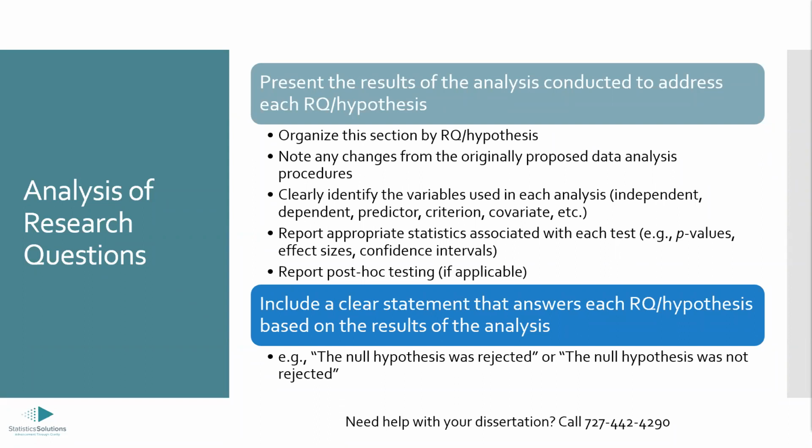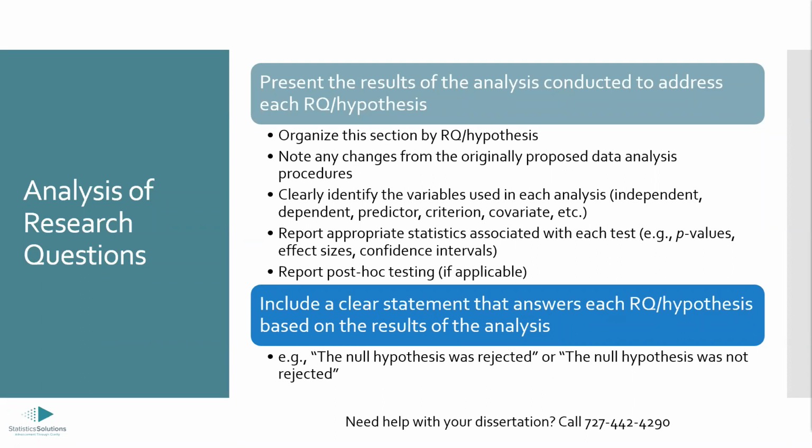And you will also be expected to include effect sizes, and maybe confidence intervals. For a t-test, you might include Cohen's d as an effect size. For a regression, you might include an R squared or standardized regression coefficients for an effect size, or confidence intervals for any of those estimates. And if you're doing an analysis that requires post hoc testing, such as an ANOVA, then you want to also report the results of those post hoc tests.